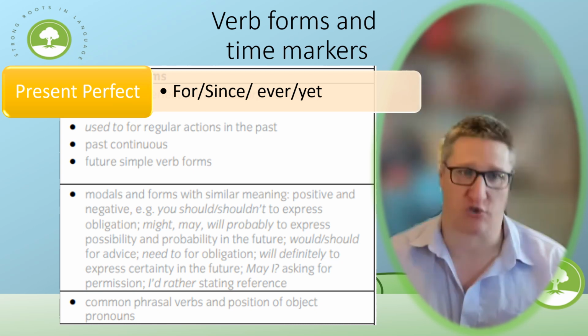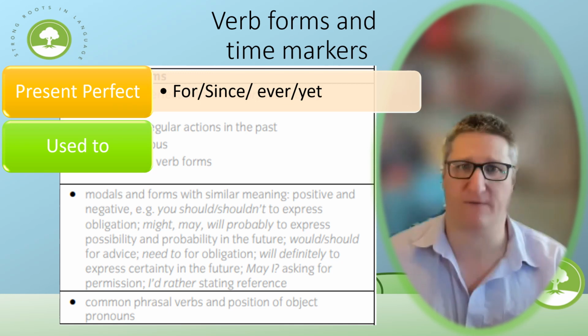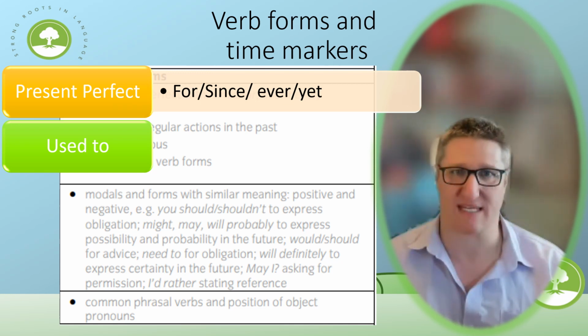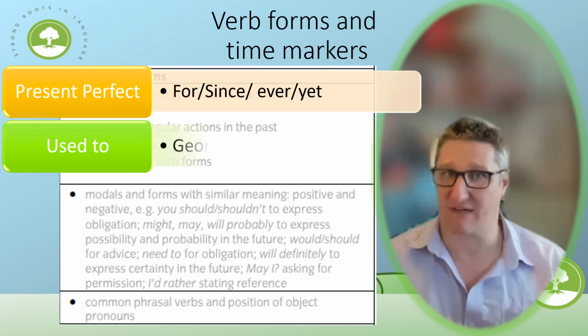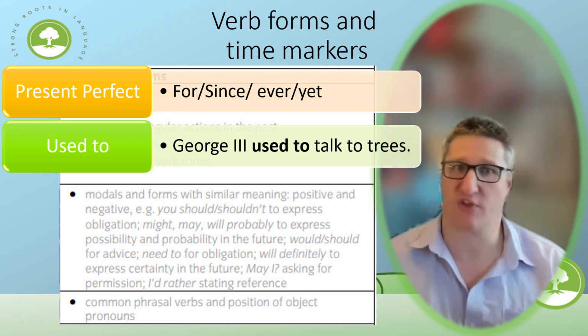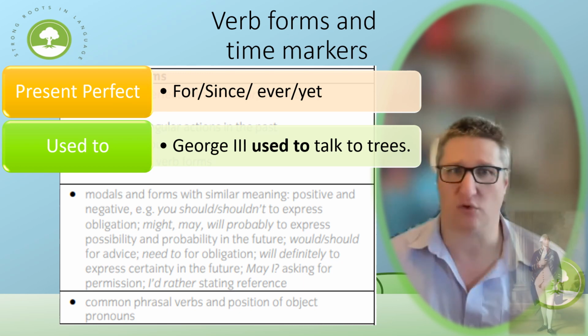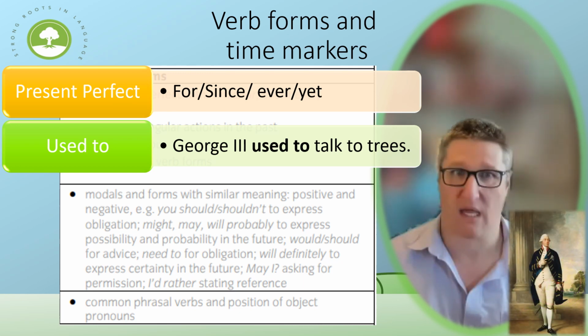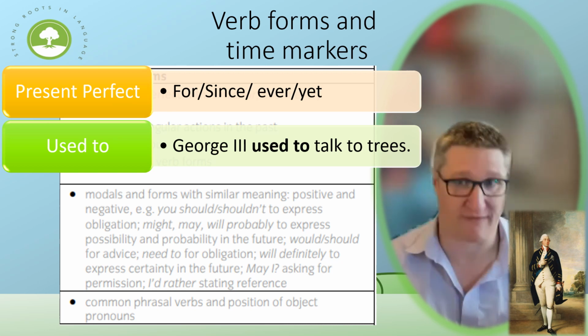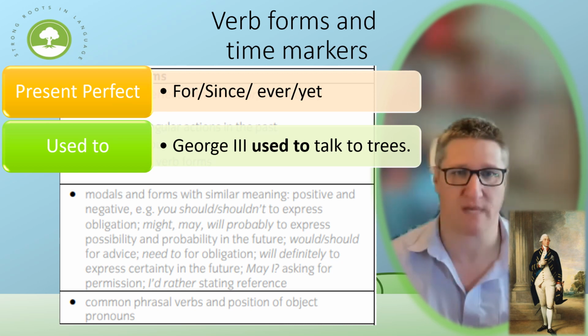Now, used to is a formulation to talk about finished habits in the past. For example, King George III, who was insane and is very dead, used to talk to trees. He can't anymore because he's dead. You find very few dead people talking to trees.